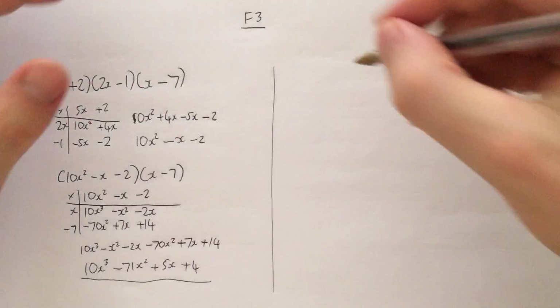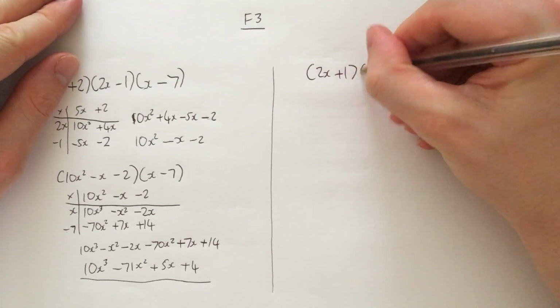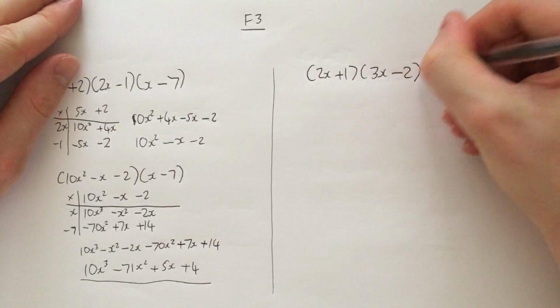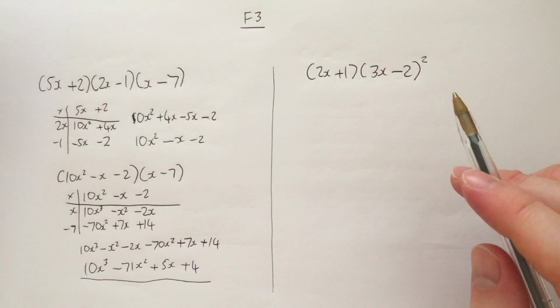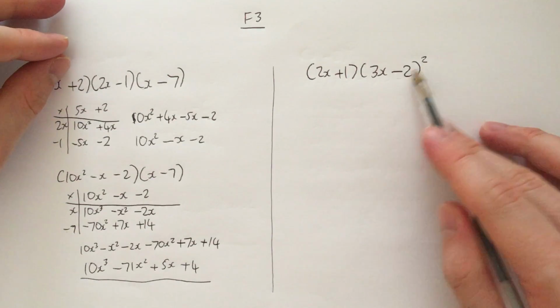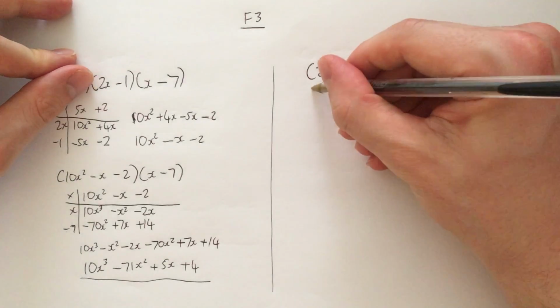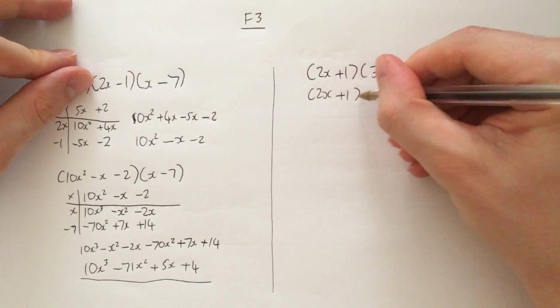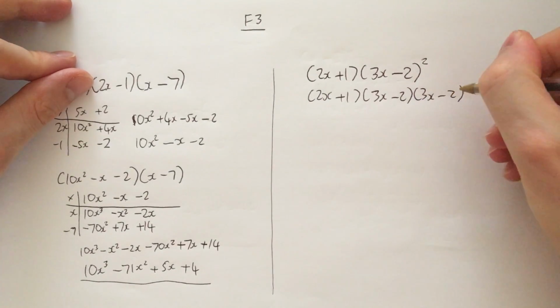Right, last example of this, guys. Again, please work ahead of me if you want to. 3x squared. So, we should know from the previous examples, I don't like it being squared. It's going to confuse me. I need to write that bracket out twice. So it'll be 2x plus 1, and then bracket 3x minus 2, 3x minus 2.